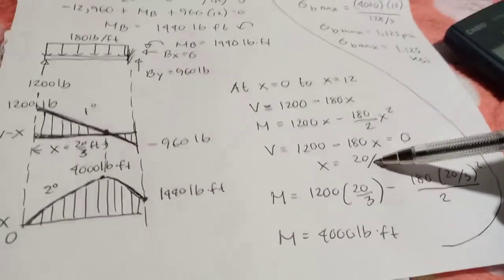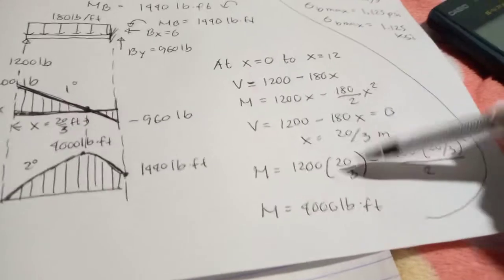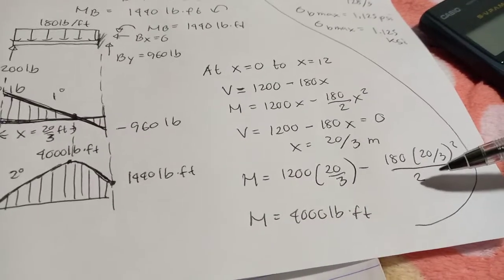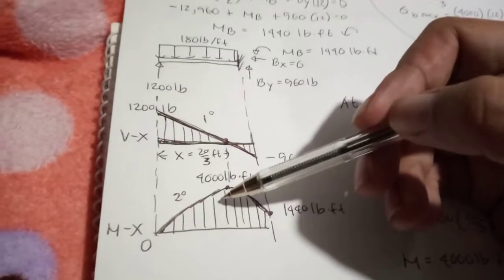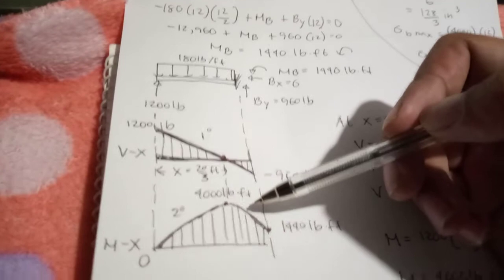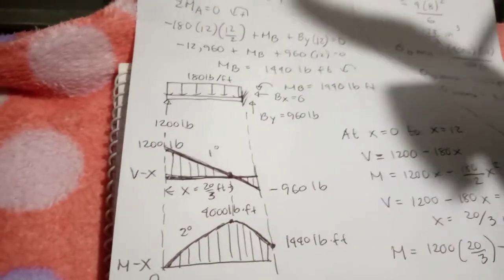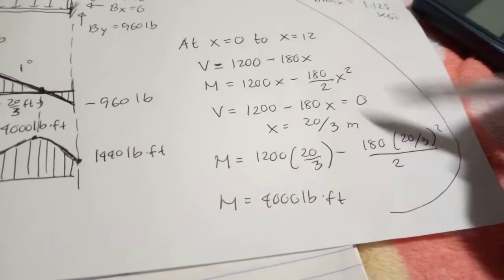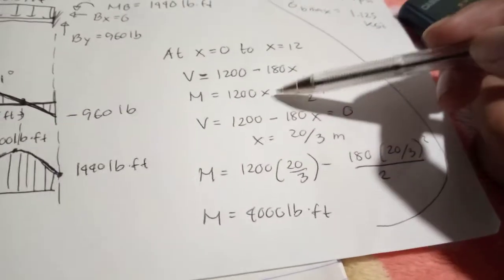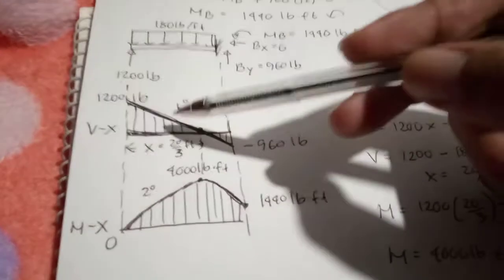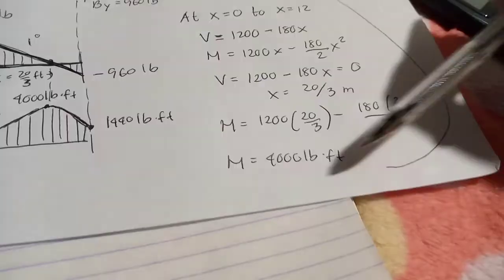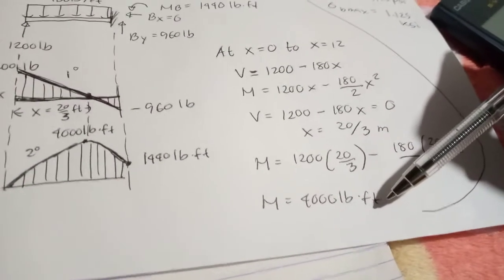From that on, since we get x where the value of shear is 0, we substitute it to the moment equation so that we will get the corresponding moment at that point. If V is equal to 0, automatically your moment at that point is either at its maximum or minimum. Here we get the maximum, which is 4,000 pound-feet. We just substitute x equals 20 over 3 to this moment equation, and we got 4,000 pound-feet. So these two govern these two diagrams, and we get your maximum moment as 4,000 pound-feet.